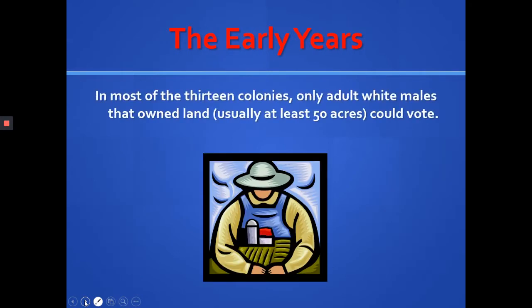We also want to remember that in most of the 13 colonies, and this is really, really early, before the American Revolution, only adult white males that owned land, and it usually had to be at least 50 acres, could vote. So I want to pause for a minute and talk about what inference we can make from this. If only adult white males owned land, we want to be thinking of who does that exclude?